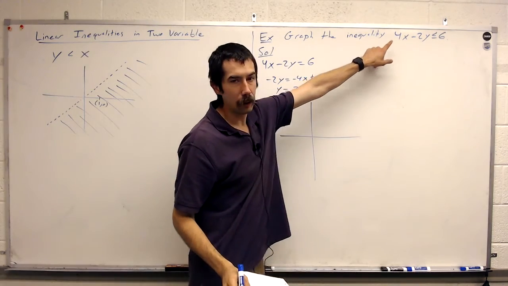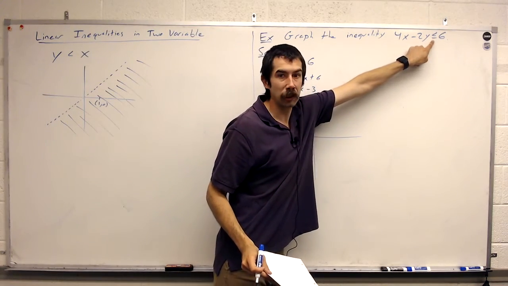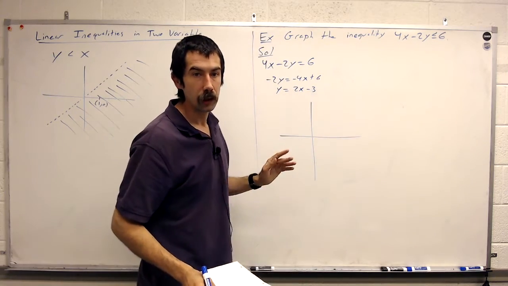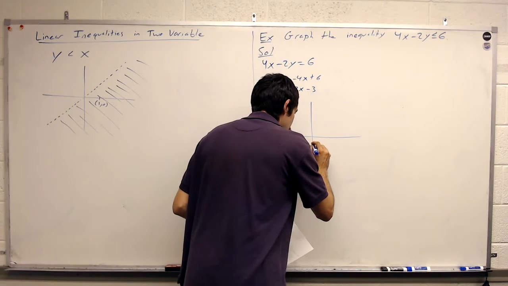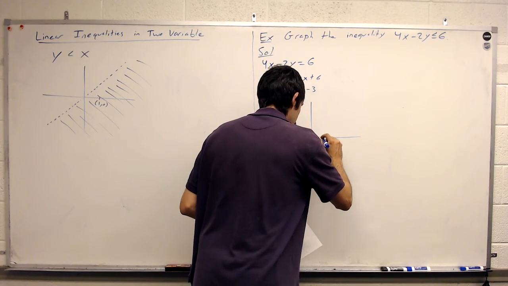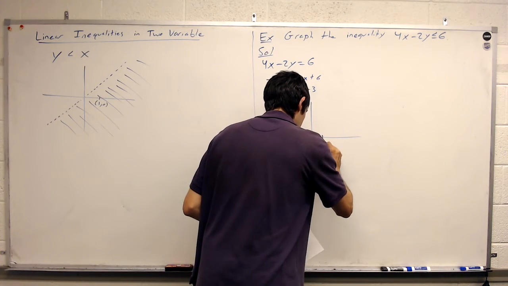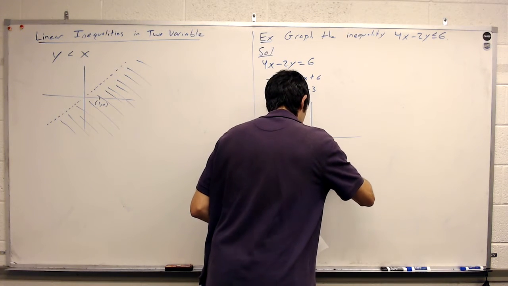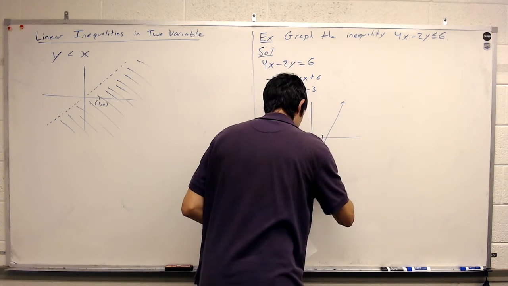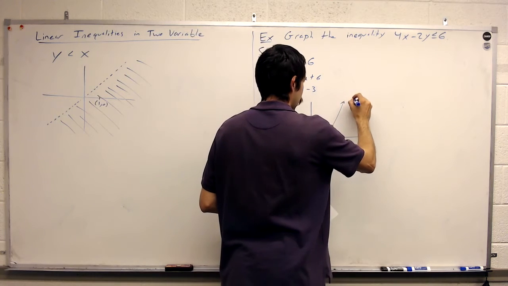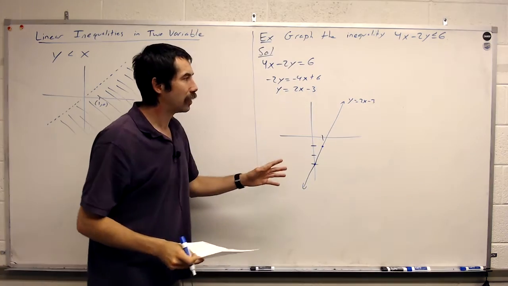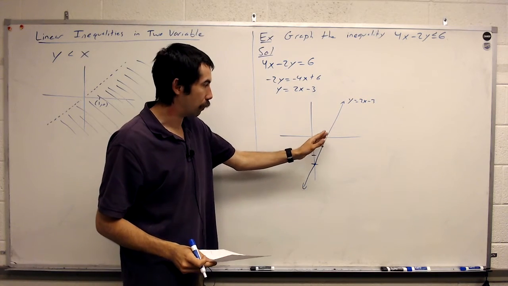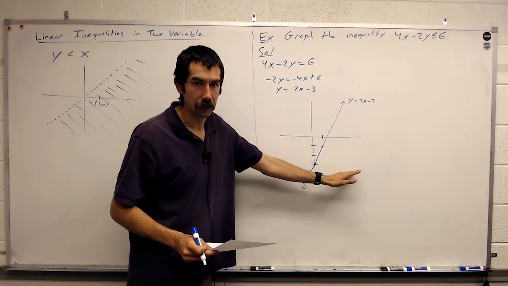Our original inequality has the equal sign. So we're going to draw a solid line. We're going to draw literally this line. So let's go down 3. Right, this is the line y equals 2x minus 3. And now we need to determine, do we shade above the line or below the line?